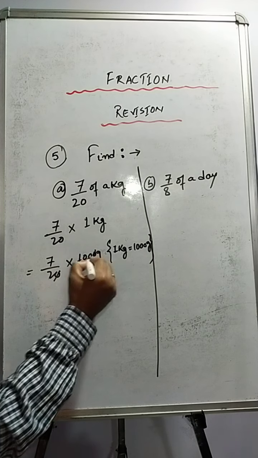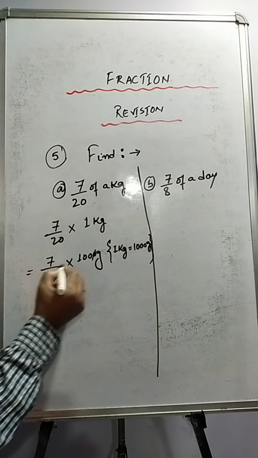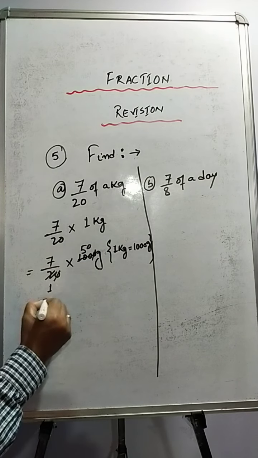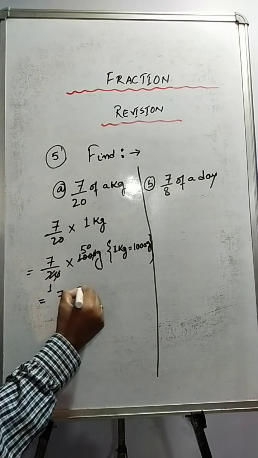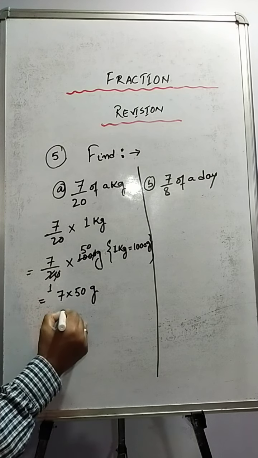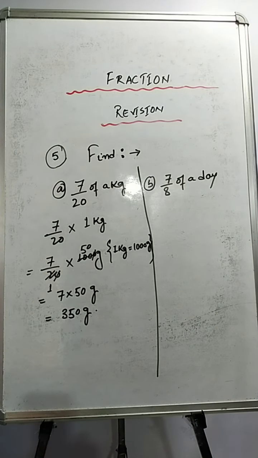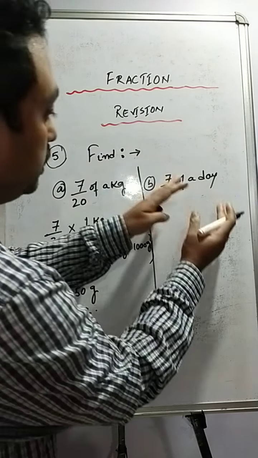First you reduce the zeros, fine. Then 100 divided by 2 will be what? 2 ones are 2, 2 50s are 100. So 7 into 50 gram. If you multiply, you will get the answer as 350 grams. So this is the answer. Okay. Now the same concept you will use here also.